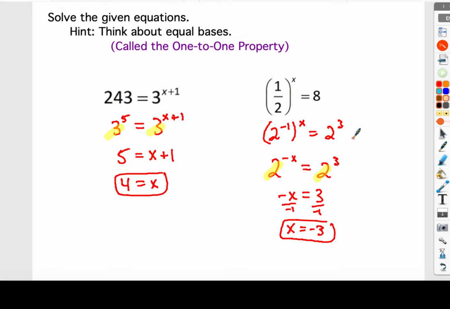Again, I hope that helps you. By the way, that's called using the one-to-one property in our Precalc book here. So just note to self, if they ask you to use the one-to-one property, they're saying, can you find equal bases? Use equal bases to go ahead and solve equations.